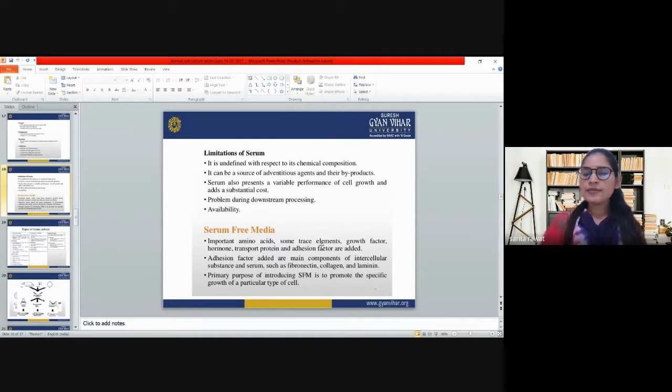Now, the serum-free media, the important amino acids and some trace elements, growth factors, hormones, transport proteins, and adhesion factors are added. Adhesion factors added are main components of the extracellular substance and the serum, such as fibronectin, collagen, and laminin. The primary purpose of introducing SFM is to promote the specific growth of particular types of cells.